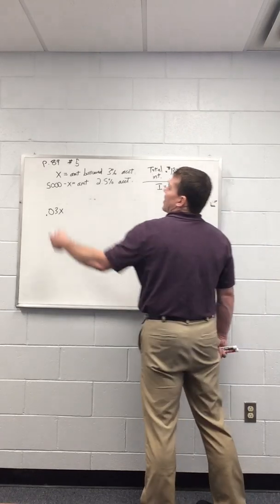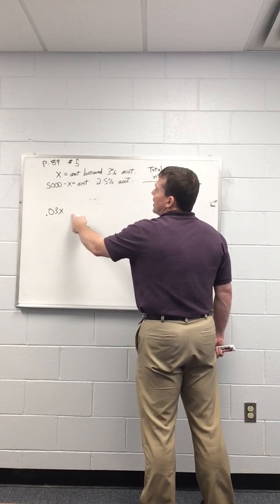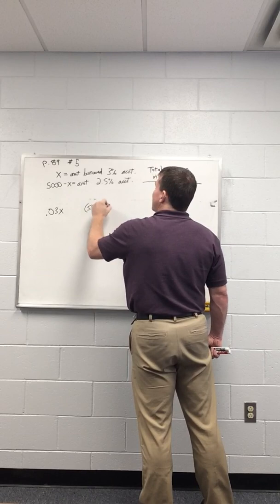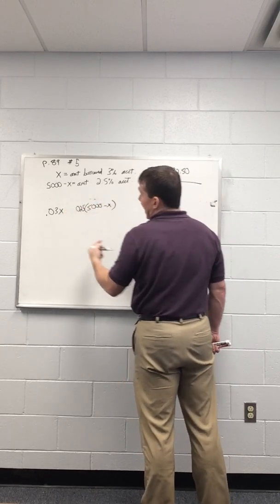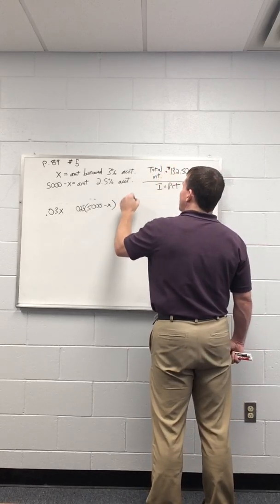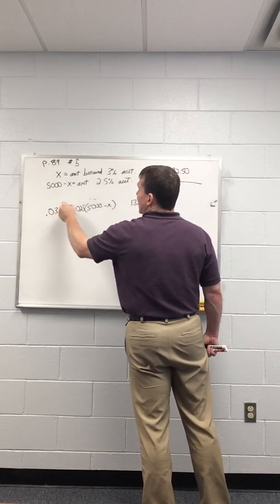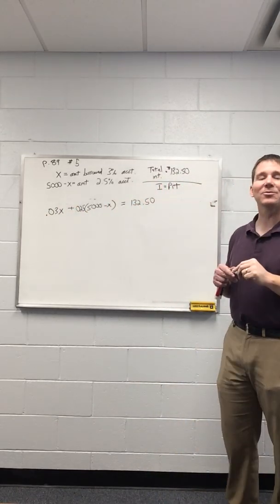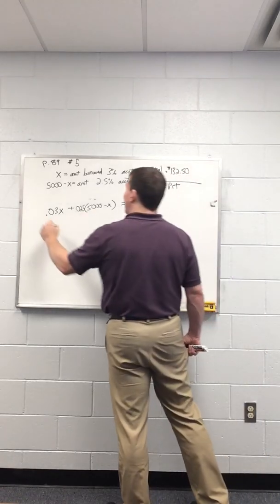But now, that's the interest from the first account, principal times rate times time, which is 1. The interest from the second account is the principal, 5,000 minus X, times the rate, 0.025, times time, which is again 1. I know my total interest is $132.50. And how are they related? The interest from the first account plus the interest from the second account has to equal the total interest from both accounts. And now I have a nice equation that I can actually solve. So just solve it for X.